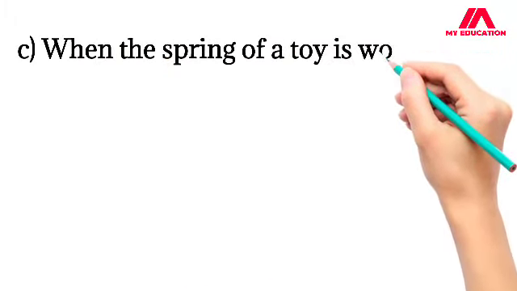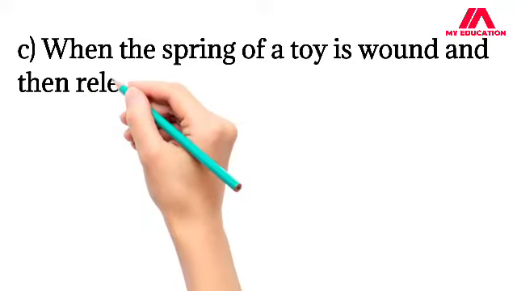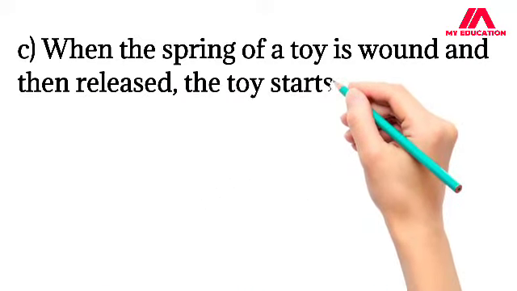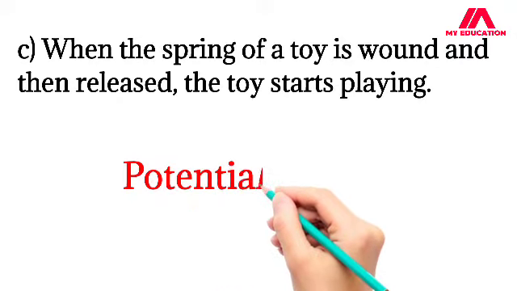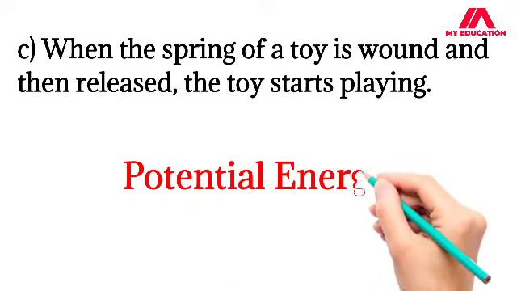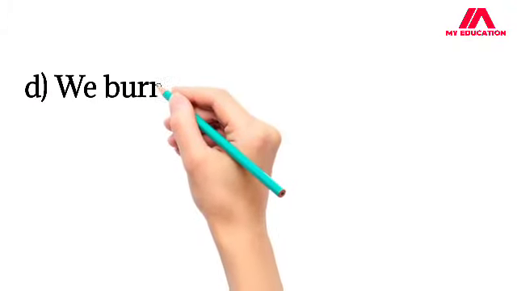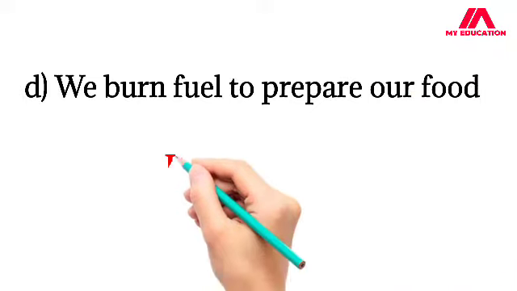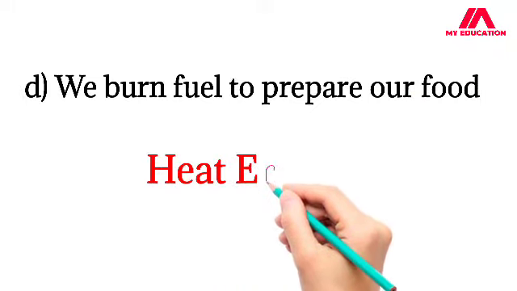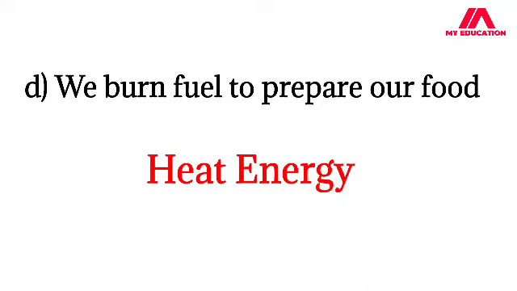C. When the spring of a toy is wound and then released, the toy starts playing. Potential energy. D. We burn fuel to prepare our food. Heat energy.